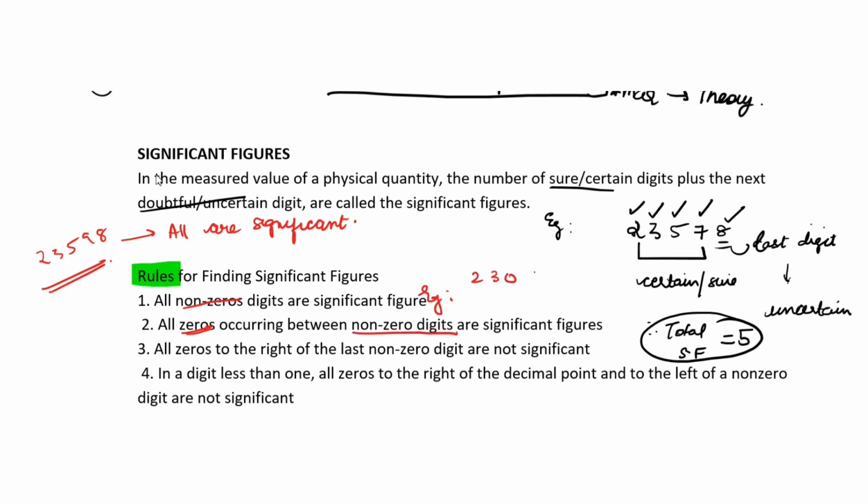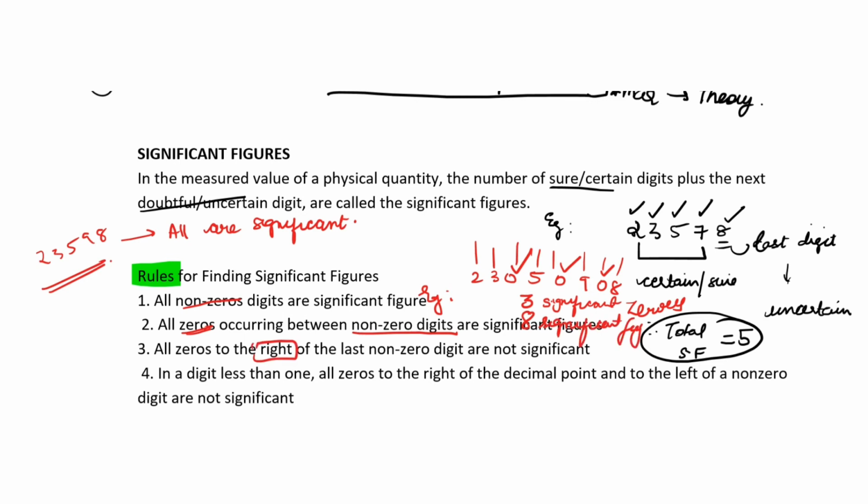So here you can see there are three significant zeros in 2, 3, 0, 5, 0, 9, 0, 8. And tell me the total number of significant digits. All the digits here are significant, so there are 8 significant figures. Now let's move on to the third point. All zeros to the right of the last non-zero digit are not significant.